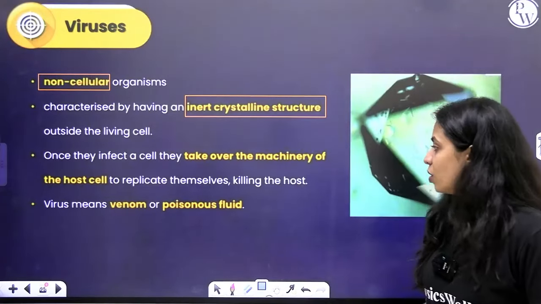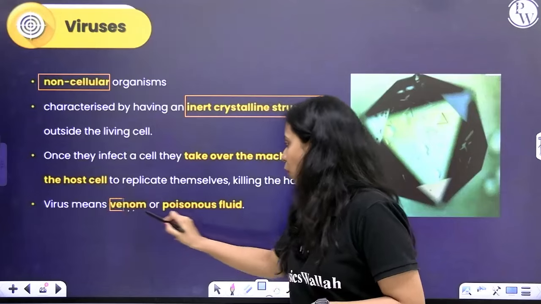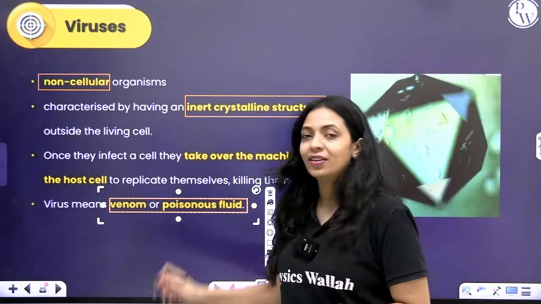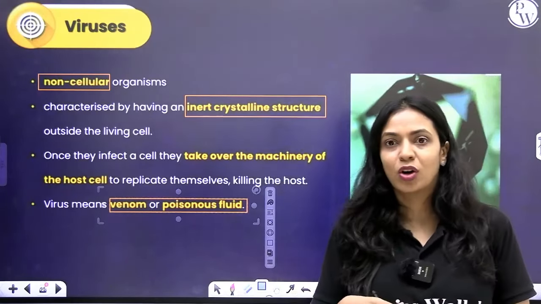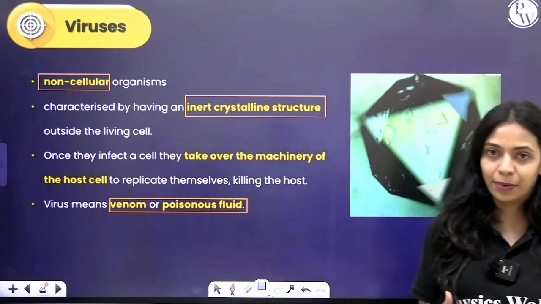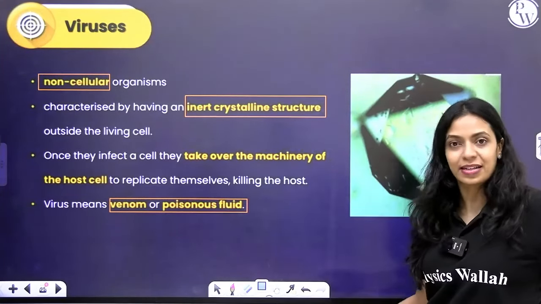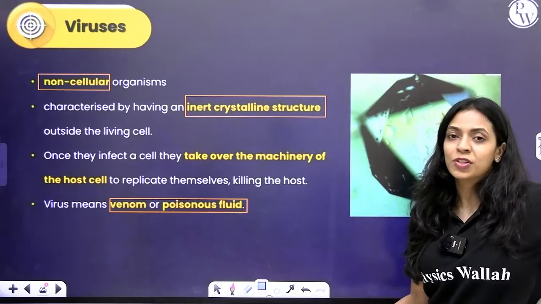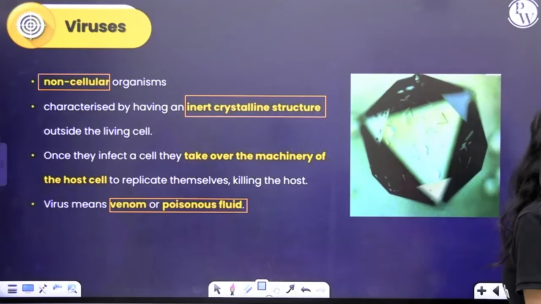Alright. So, virus means venom or poisonous fluid. Generally, viruses cause so much harm that they kill the host itself. That's why it's apt to call them venom, right? So, it is poisonous. That's why it will kill the host. So, that's why these organisms are called viruses.